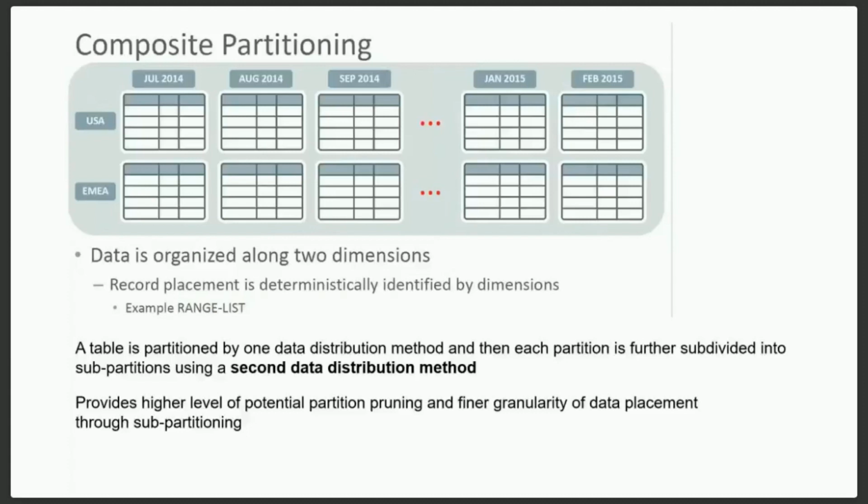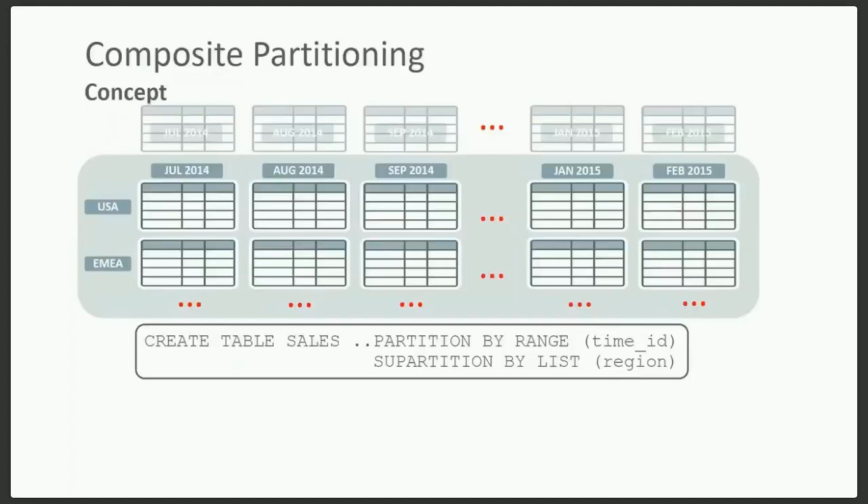So this is a table that has been composite partitioned, range-list. The syntax would be like create table sales, partition by range, and then subpartition by list. So we're specifying the columns: a time dimension column is being used for range, and a list value type column is being used for the list partition.